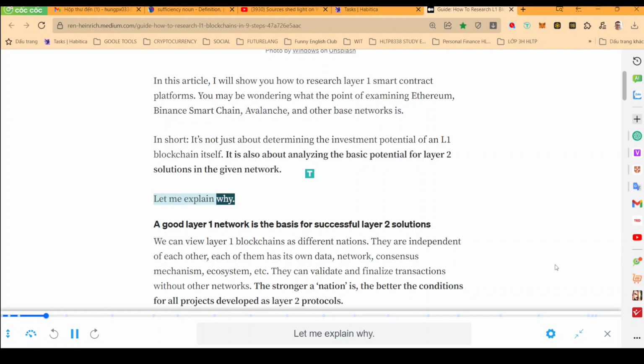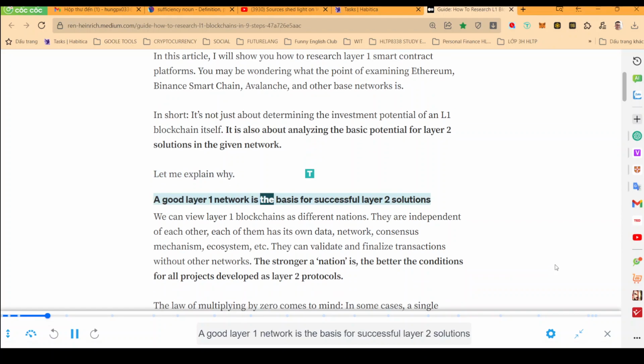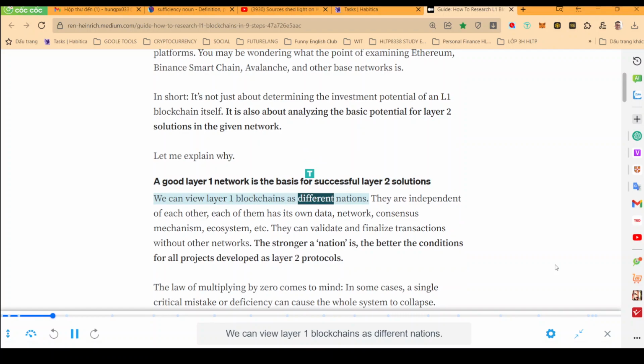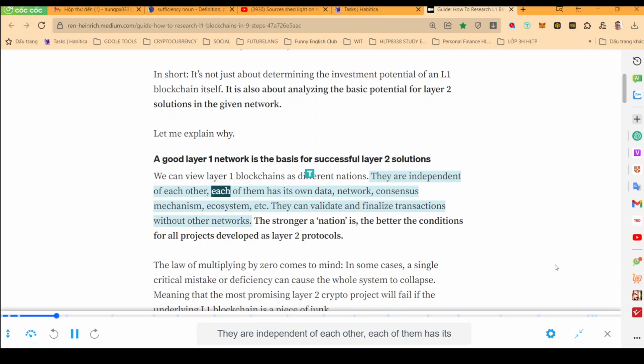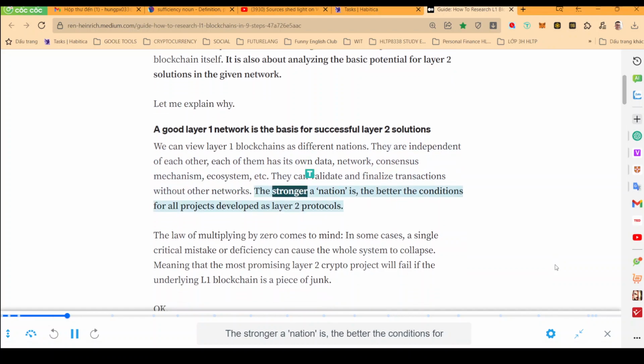Let me explain why. A good Layer 1 network is the basis for successful Layer 2 solutions. We can view Layer 1 blockchains as different nations. They are independent of each other. Each of them has its own data network, consensus mechanism, ecosystem, etc. They can validate and finalize transactions without other networks. The stronger the nation is, the better the conditions for all projects developed as Layer 2 protocols.